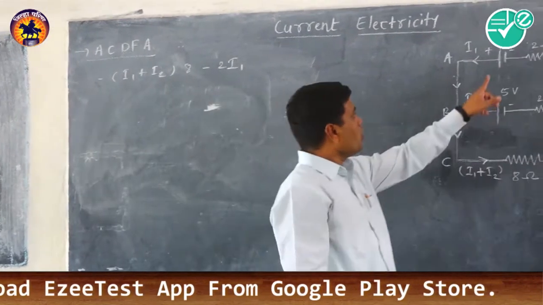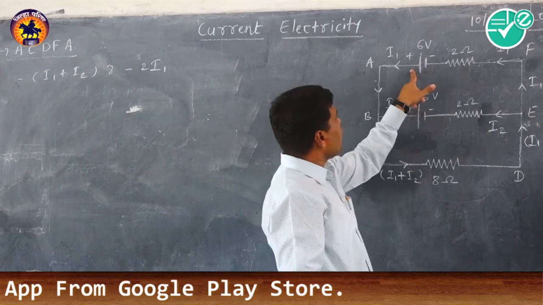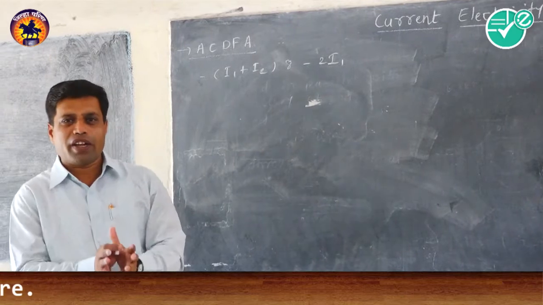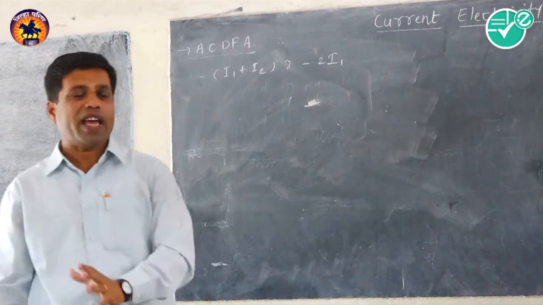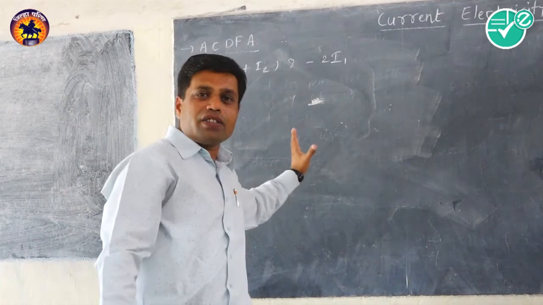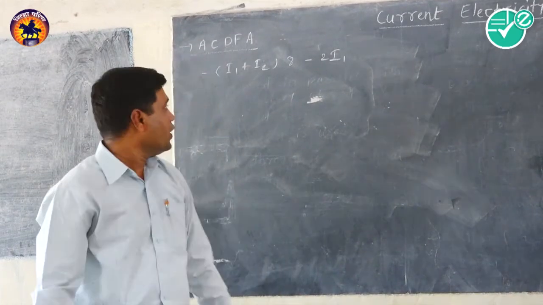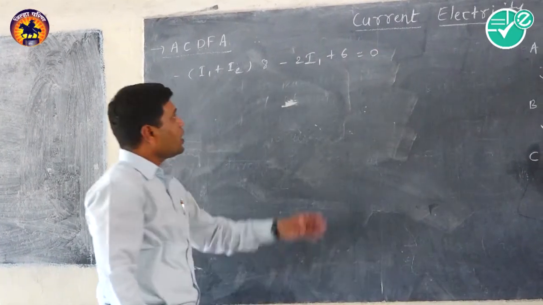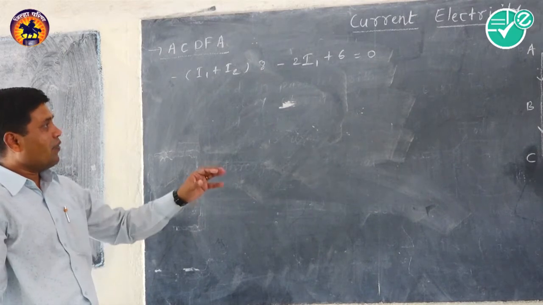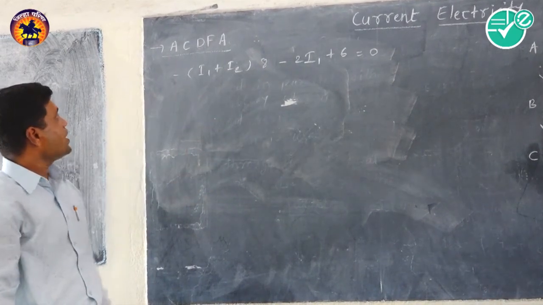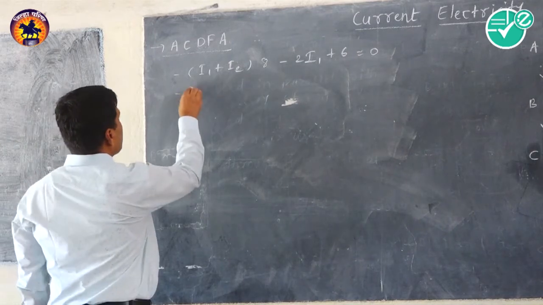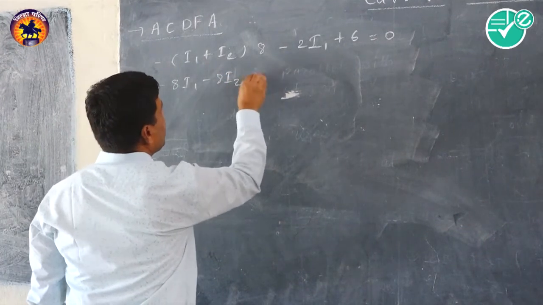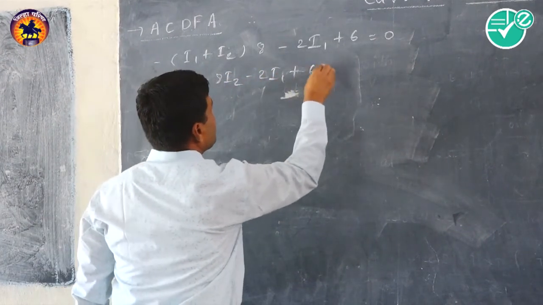Now, as we move from F to A, we are moving from the negative terminal of the battery to the positive terminal. So the EMF of this battery we take as positive. Therefore, here I will take plus 6, and it equals 0. So here I have applied KVL to the first loop ACDFA. Now it will be minus 8 I1 minus 8 I2, minus 2 I1 plus 6 equals 0.